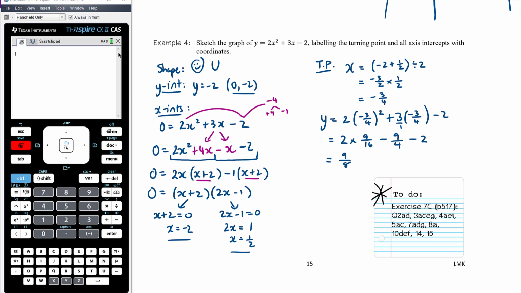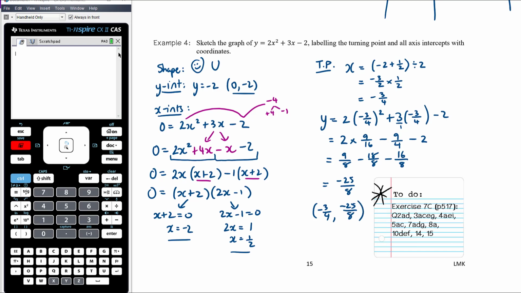Let's get a common denominator here. So that's minus 18 on 8, and then minus 16 on 8, the 2. So 9 minus 18 is -9, and minus another 16 is -25. So our turning point has coordinates of -3/4, -25 on 8.